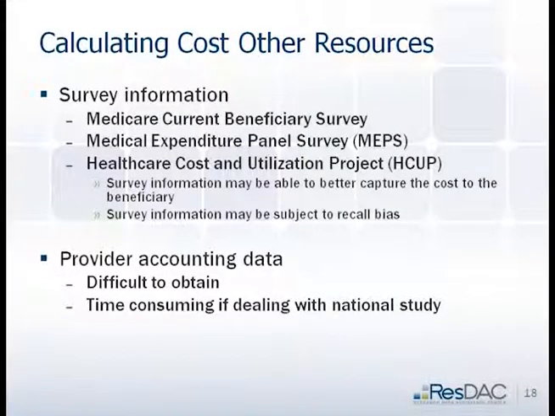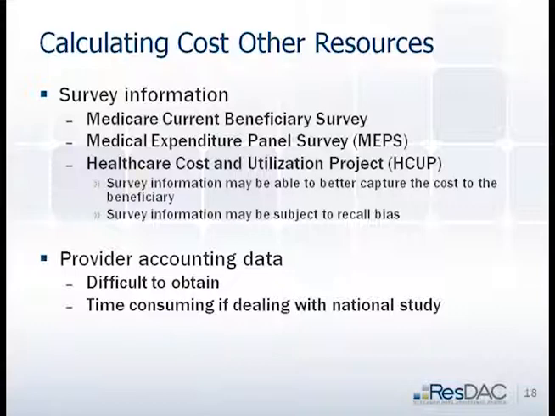Okay, other resources for calculating cost. Survey information. So you could take a look at the Medicare Current Beneficiary Survey. I kind of wish Yvonne was here to speak on this one, but I know that CMS used the MCBS when they were looking at Part D. Before Part D came about, they would use the MCBS as a way to gauge prescription drug costs. So survey information may contain cost. Well, we had talked about the Medical Expenditure Panel Survey, MEPS, and HCUP, and the costs that are being calculated there are coming from the cost reports.